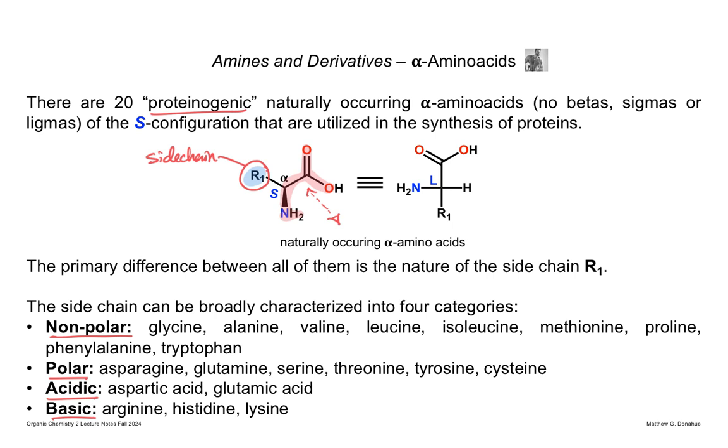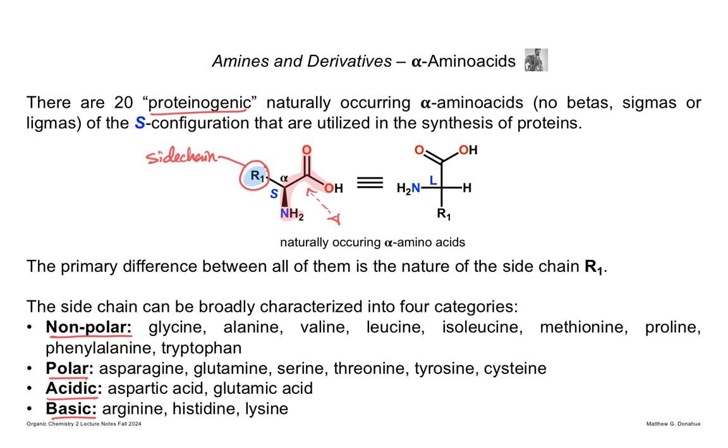Polar ones, you're now putting in amine groups or hydroxyl groups. Acidic, those have a second carboxylic acid as part of R1, and then basic ones will have either amines or another functional group called a guanidine. So the names, these are the names, they are what they are.